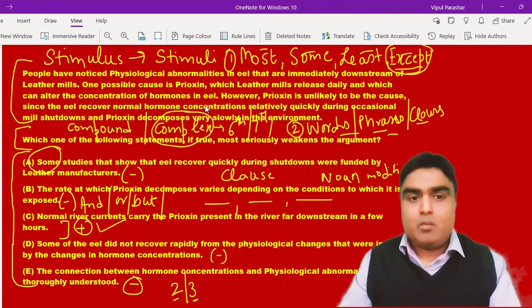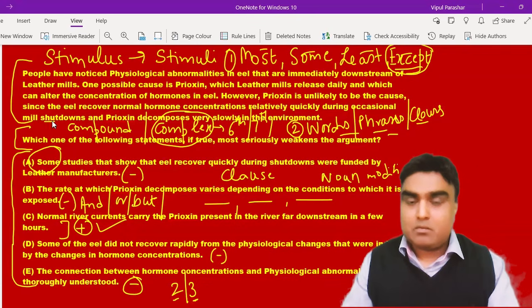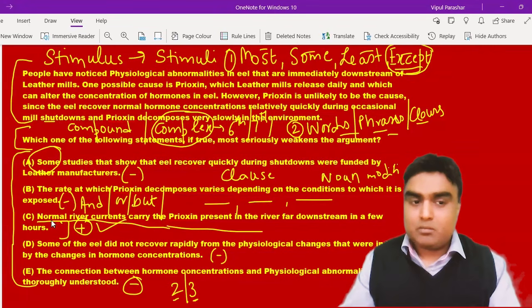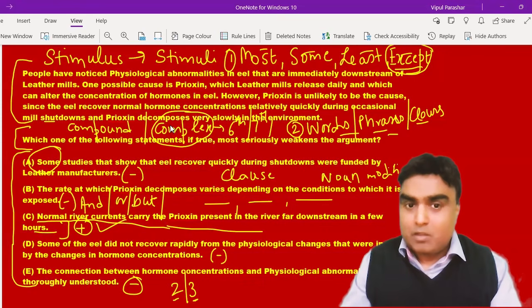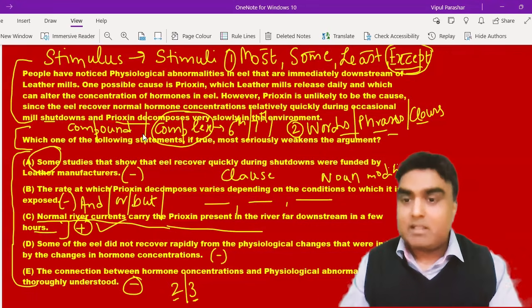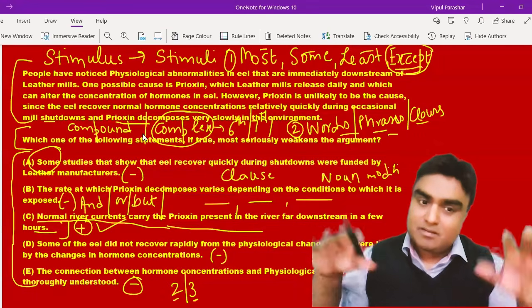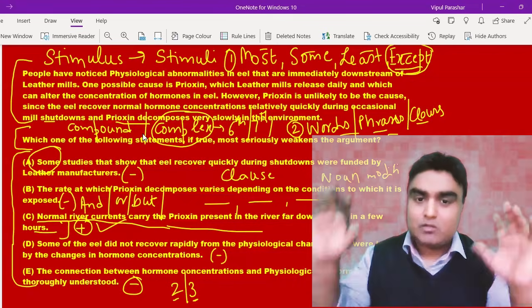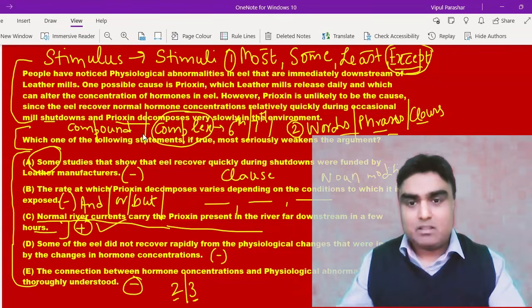Eel recover normal hormone concentration relatively quickly during occasional meal shutdowns. And इसको अटैच करो. Carry the pyroxene. वो ले जाता है दूर, तो वो रिकवर कर जाते हैं. In spite of the fact, अगर वो डिकम्पोज slow भी करता है, तो पानी नहीं रहता वहां पे. Pyroxene actually goes downstream and moves away from the eel.